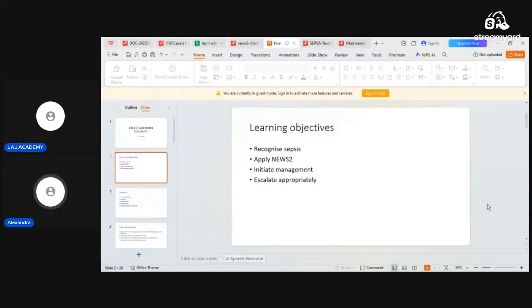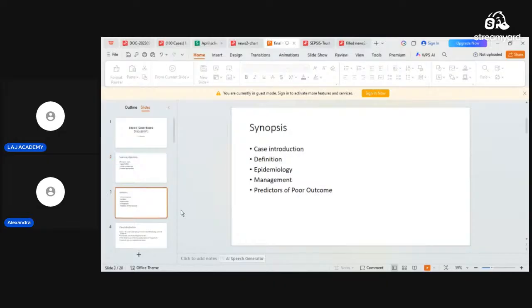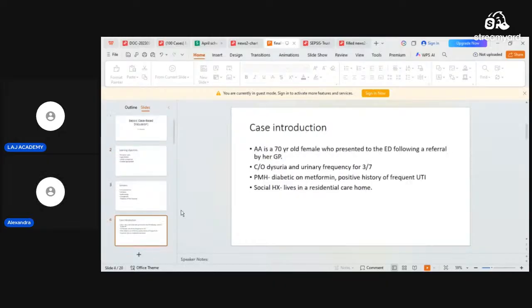We would later on learn the significance of the NEWS2 charts, especially within clinical practice in the UK. We'll aim to understand the initial management and how to escalate appropriately. So we'll start with the case introduction, which we got from a book. My references are at the end of the slides.